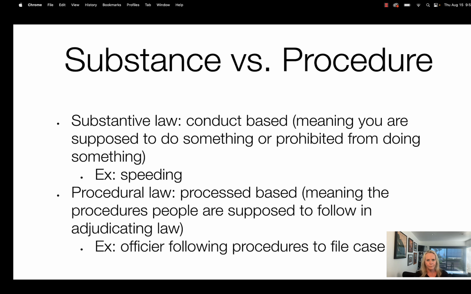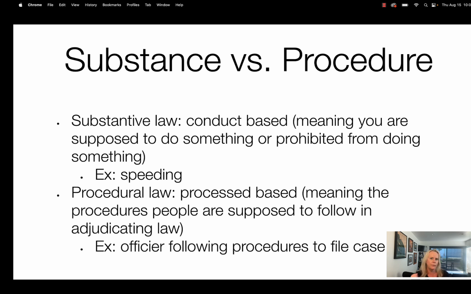Within law, and I'm going to use the speeding ticket example to help explain this, there is substantive law and procedural law. Substantive law is conduct-based, meaning that you're supposed to do something or you are prohibited from doing something. And then procedural law is process-based, meaning the procedures that people are supposed to follow in adjudicating or following the law.